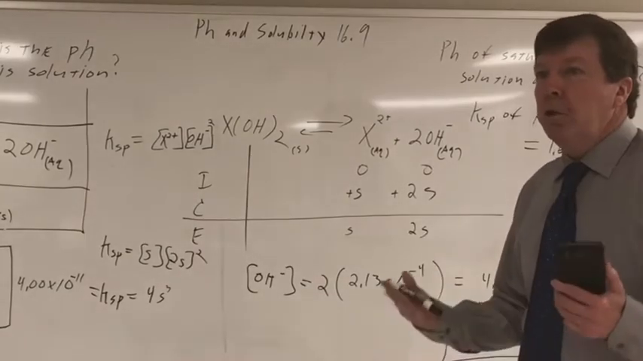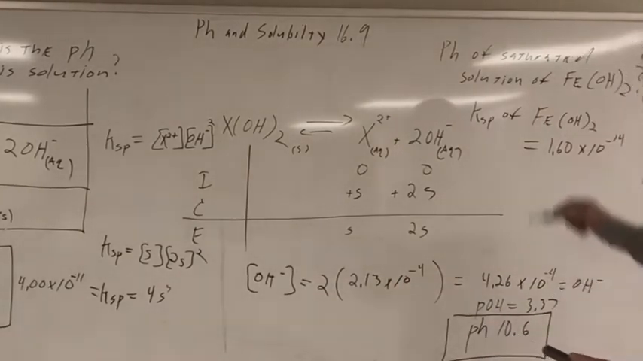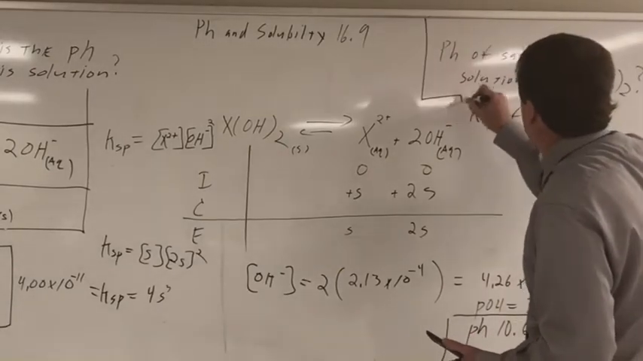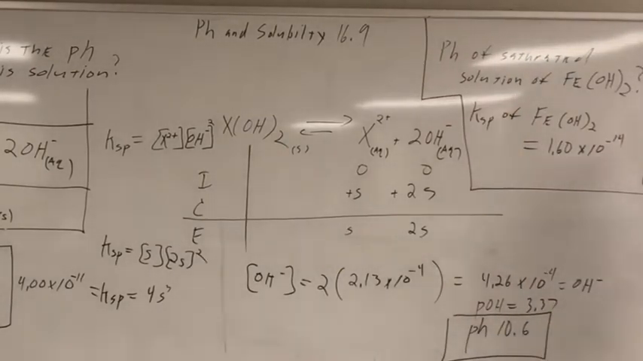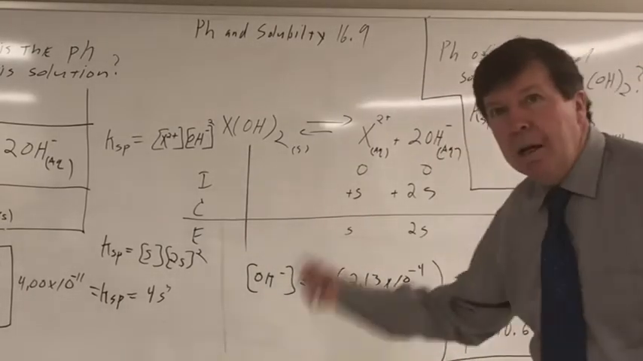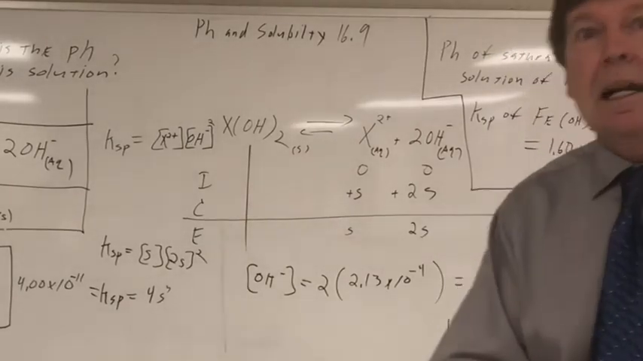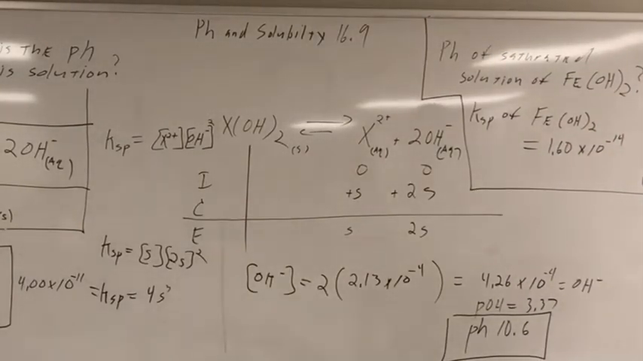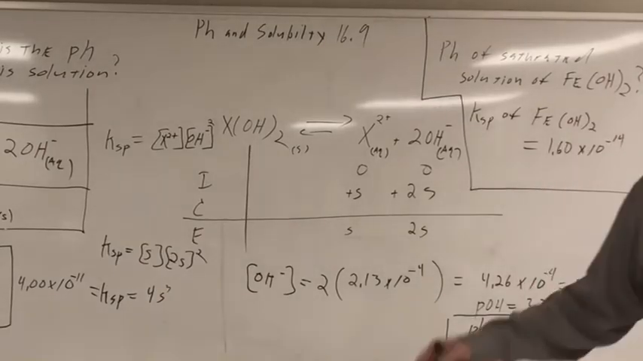Now I want you to do a problem. Here you go. Find the pH of a saturated solution of iron 2 hydroxide. Here is the KSP of iron 2 hydroxide. Go ahead and do that now. No peeksies. Flip that page over. Don't look at this. You need to be able to go through it on your own without any guidance here. All right, mark it set, go.